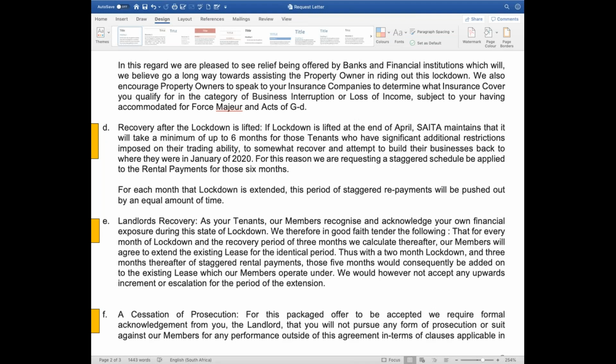If you look at what I've done here, you'll see that I say, for this reason, we're requesting a staggered schedule be applied to the rental payments for those 6 months. Full stop. Then, for each month that lockdown is extended, this period of staggered repayments will be pushed out by an equal amount of time, and we leave it at that. We don't talk about percentages. We just leave it at that.